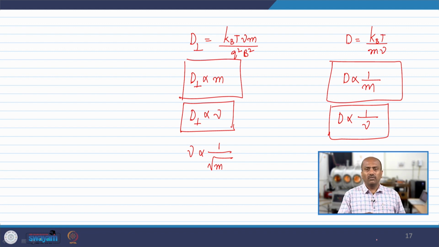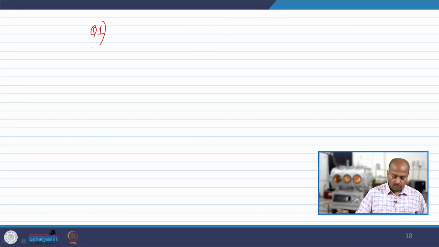Now, what we have seen so far is that it is a weakly ionized plasma in which the diffusion, the coefficient of diffusion and the mobility are strongly influenced by the presence of a magnetic field. So, based on these concepts, it is essential that we solve a couple of numerical problems so that we appreciate the physics even better.